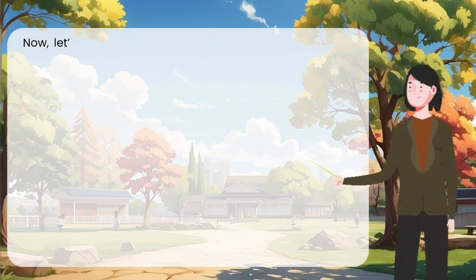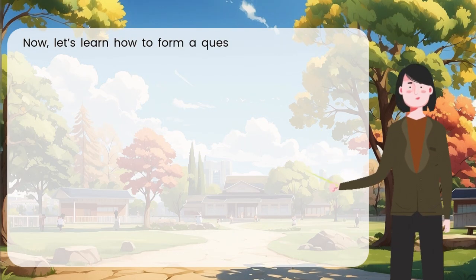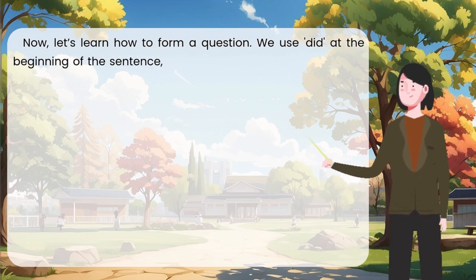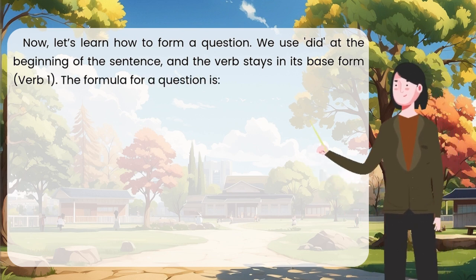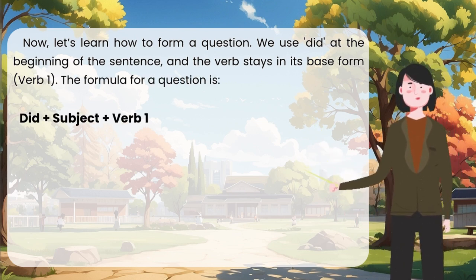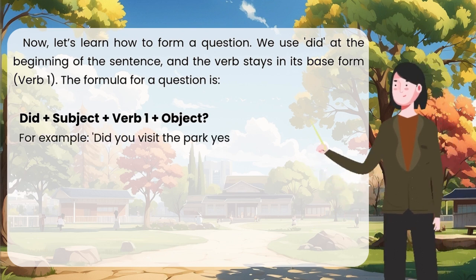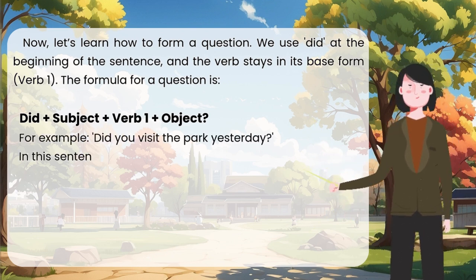Now, let's learn how to form a question. We use did at the beginning of the sentence, and the verb stays in its base form, verb 1. The formula for a question is did plus subject plus verb 1 plus object. Don't forget to add the question mark. For example, did you visit the park yesterday?